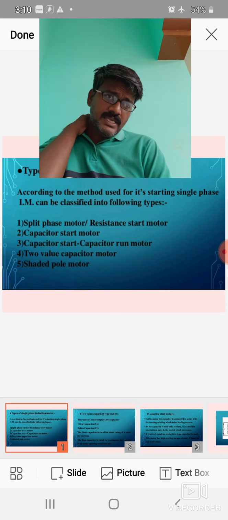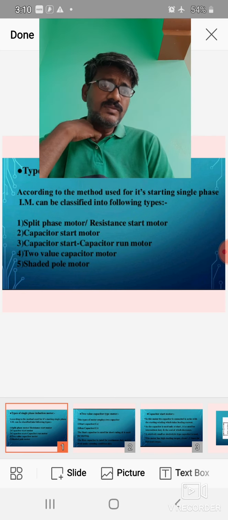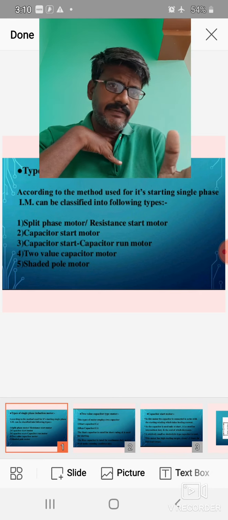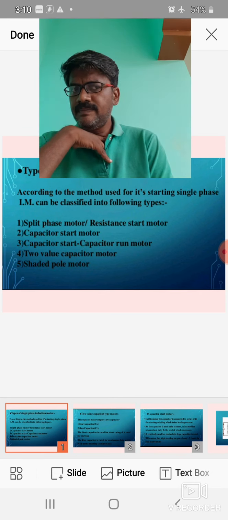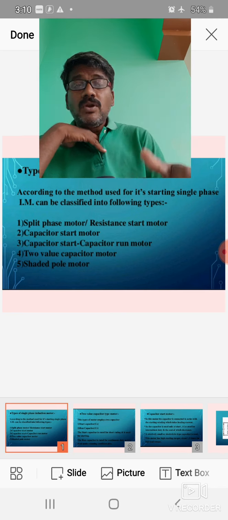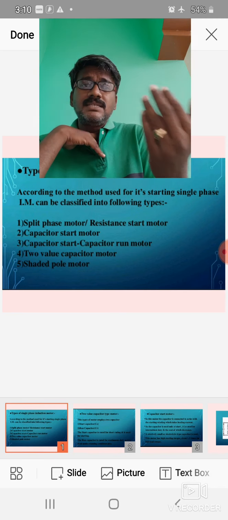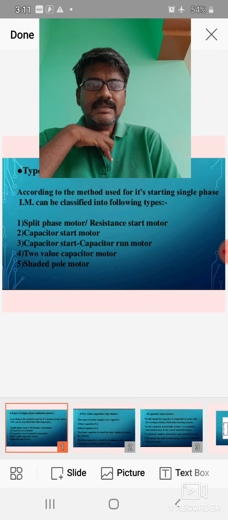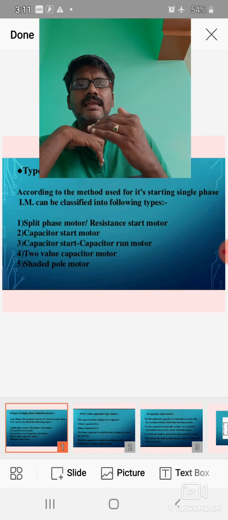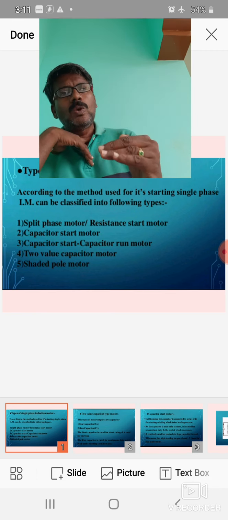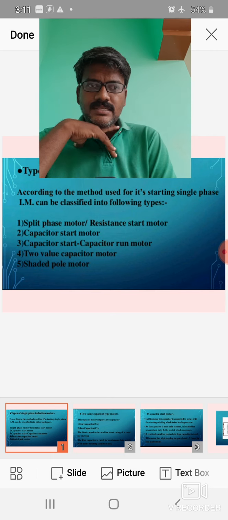When a single phase supply is given to the capacitor start motor, current passes through the starting winding and the main winding, IS and IM. IS is a leading current. Why? Because the capacitor is connected in the starting winding, so we get a leading current, with a small leading angle with respect to voltage.